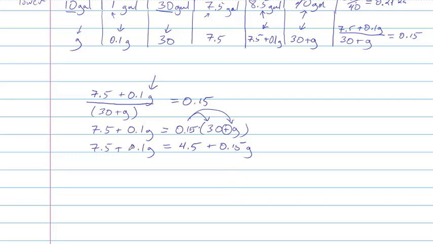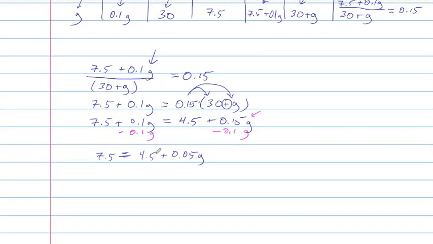Alright, now I want all my G's on the same side. So I've got more G's on the right. 0.15 is bigger than 0.1, so let's subtract them to the right. That means I'm going to take these 0.1 G's and subtract them from both sides. Alright, that gives me 7.5 plus, well, nothing now, right? Because I subtracted those off. Alright, but I've got 4.5 on the right plus 0.05 G's.